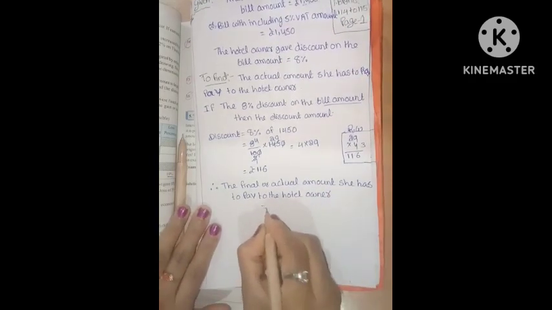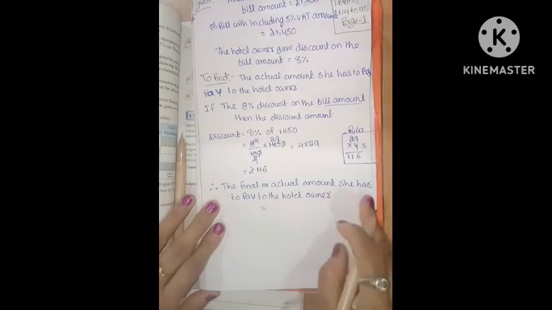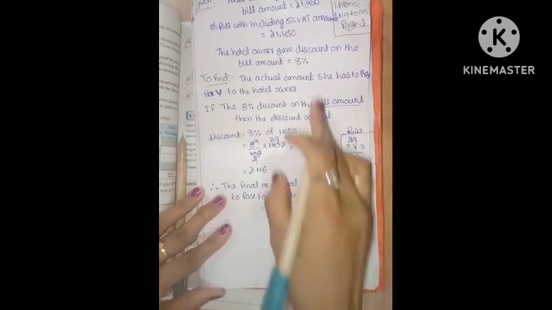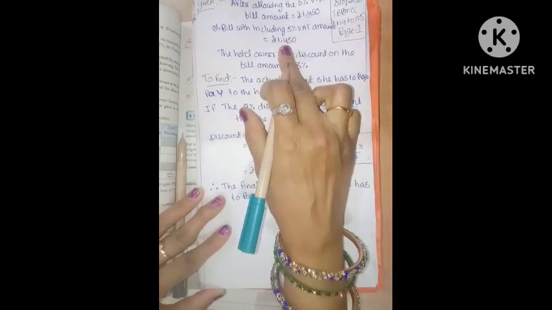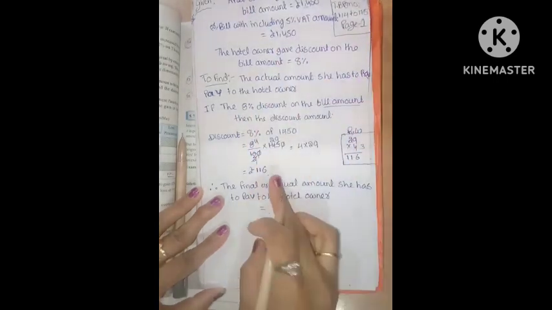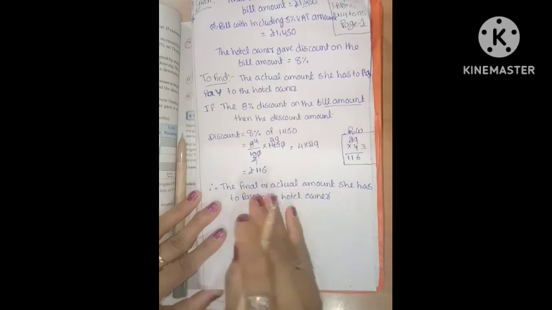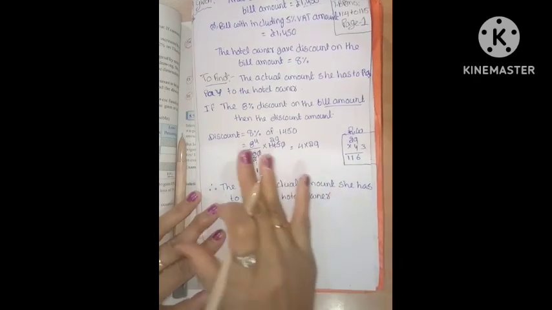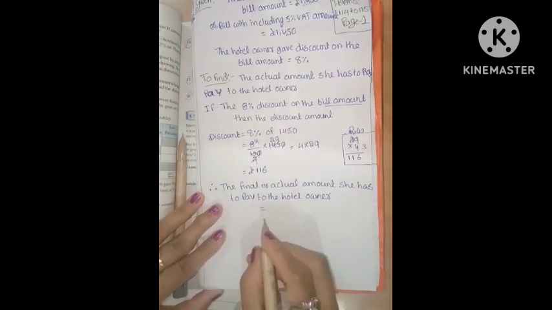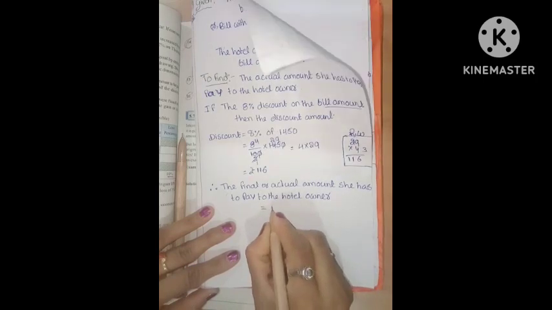How will we get this one, the final or actual amount? This is the bill amount minus the discount amount. We will get this only. Subtracting these two terms, we will get the final amount. Have you understood? Okay, understood.